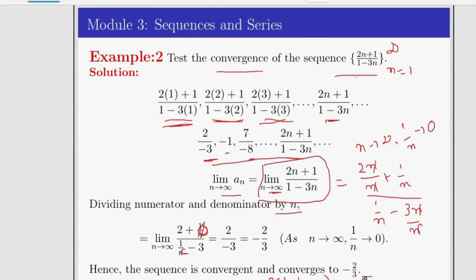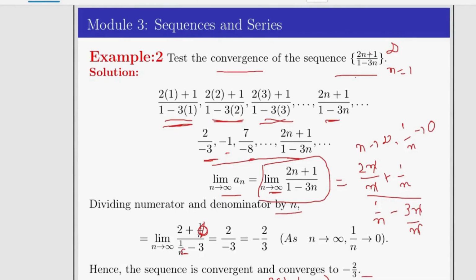Now what is the meaning of convergence? Convergence means: this pattern approaches which number as we move on to infinity? That is, if we go to infinite terms of this pattern, which number will it approach? It will approach −2/3. That means this pattern approaches a finite value.